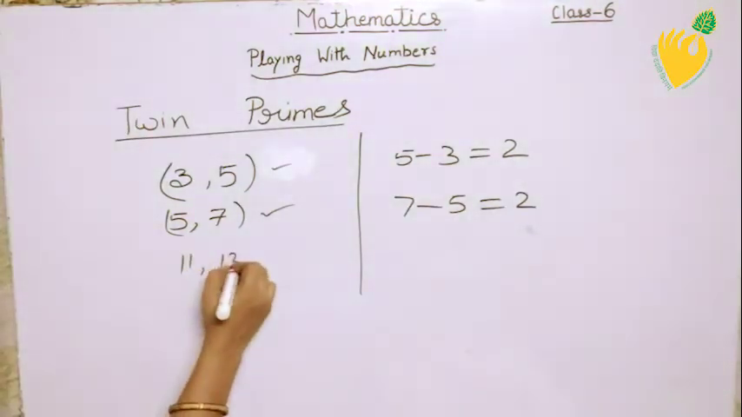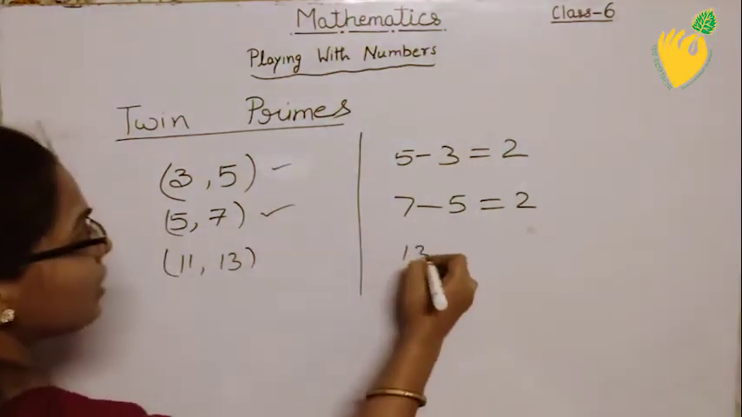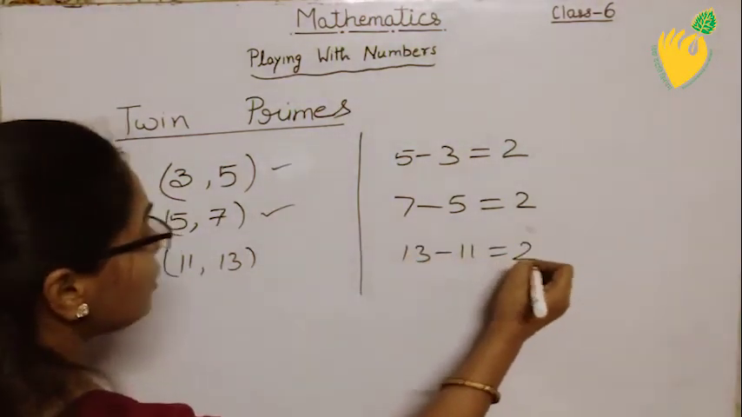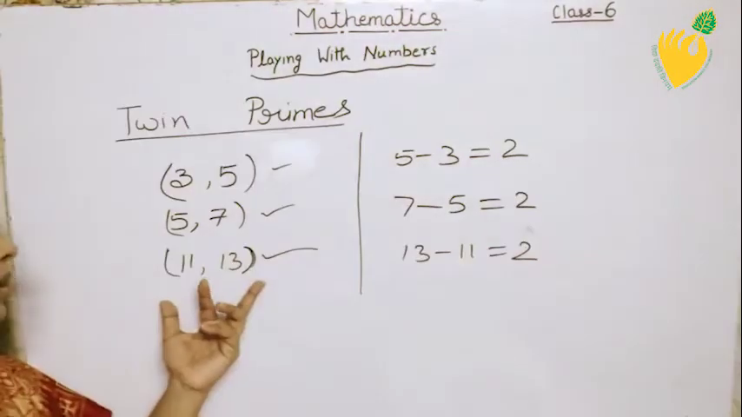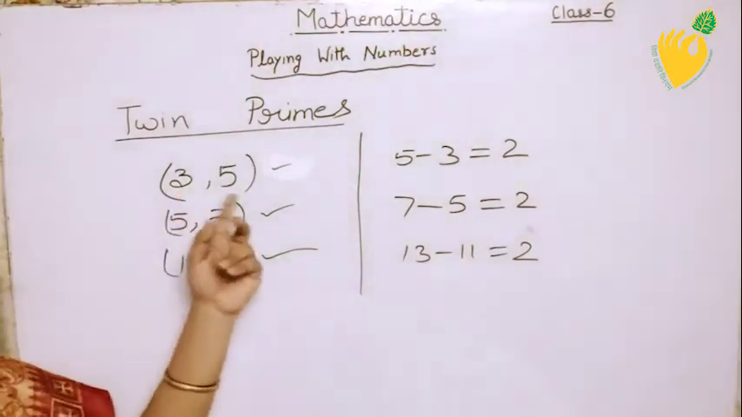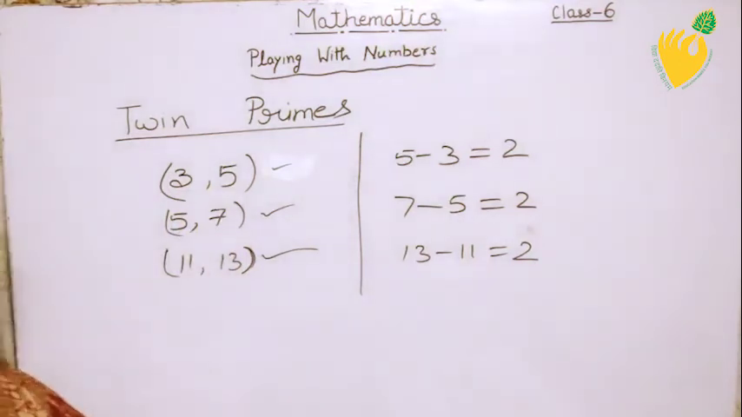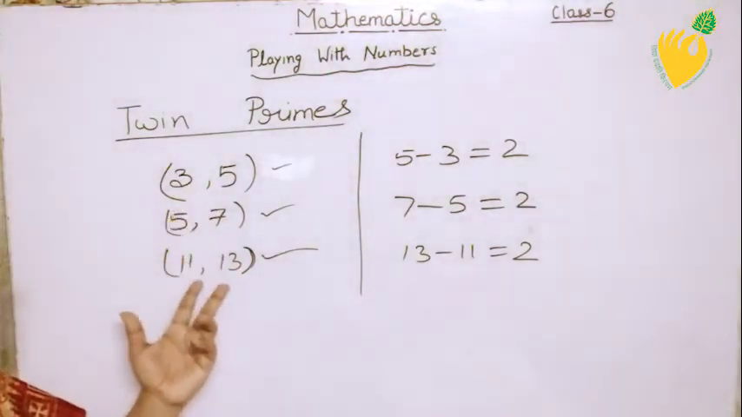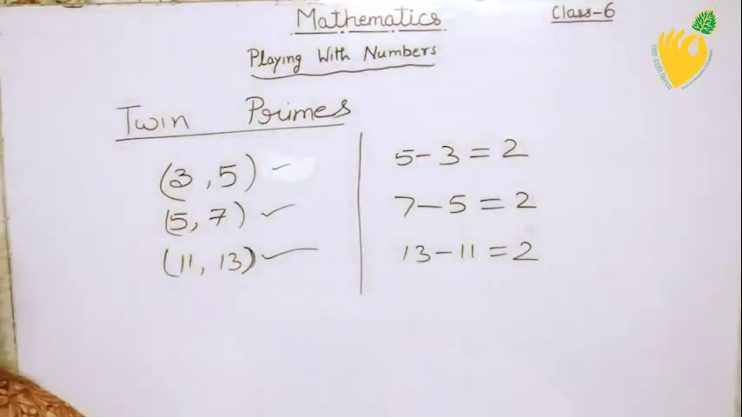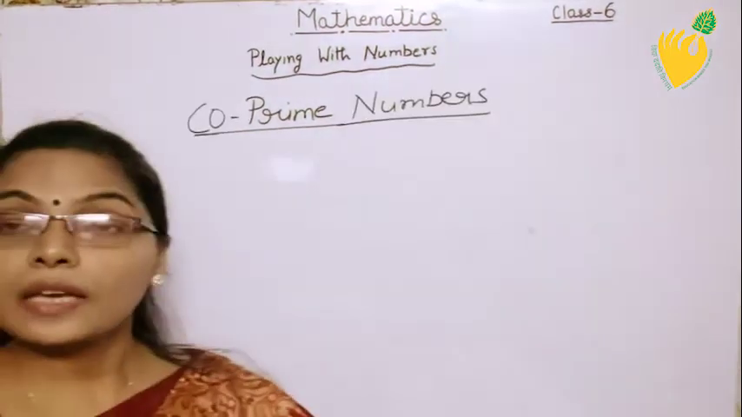Again, students, 11 and 13. 13 minus 11 is again 2, which is also called a pair of twin primes. So in each and every case both are prime numbers. So a pair of prime numbers in which the difference is 2 makes the twin prime pair.